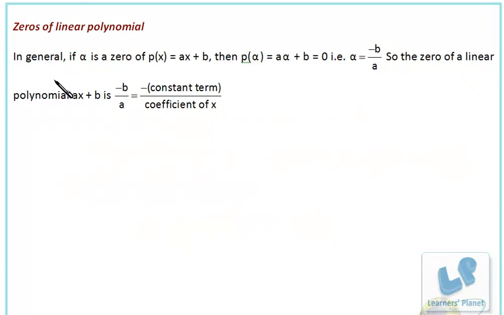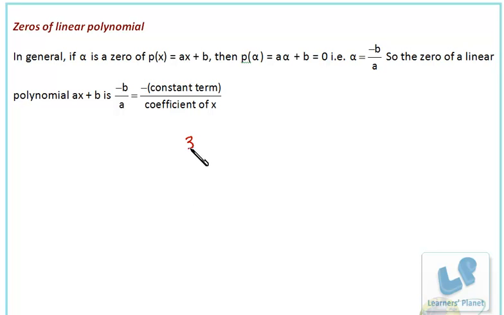Now we see zeros of a linear polynomial. In general, if alpha is a zero of p(x) is equal to ax + b, then p(alpha) is equal to a alpha + b is equal to 0. That means alpha is equal to -b/a. So the zero of linear polynomial ax + b is -b/a, right?